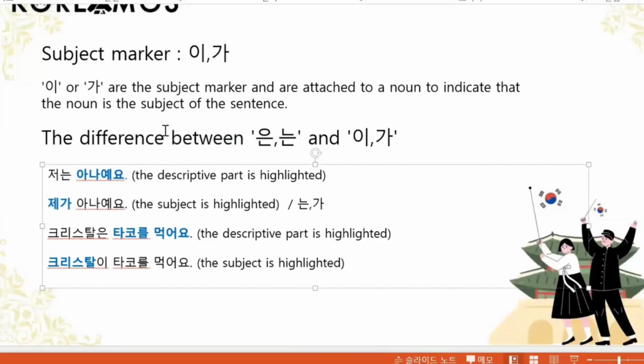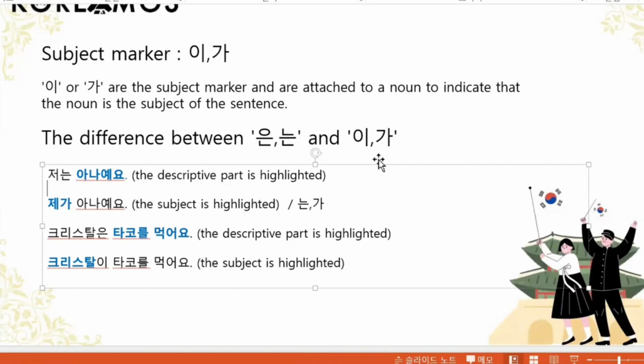When we use the subject marker 는, or some books call it the topic marker, the descriptive part is highlighted, and when we use the subject marker 이 or 가, the subject part is highlighted. So let's say we are in the first class and I want you to introduce yourself. Someone says, "I am Jordan. I am Tom. I am Rosario. I am Maria." Then one girl introduces herself: "I am Anna." We already know she's talking about herself, because this is self-introduction time.